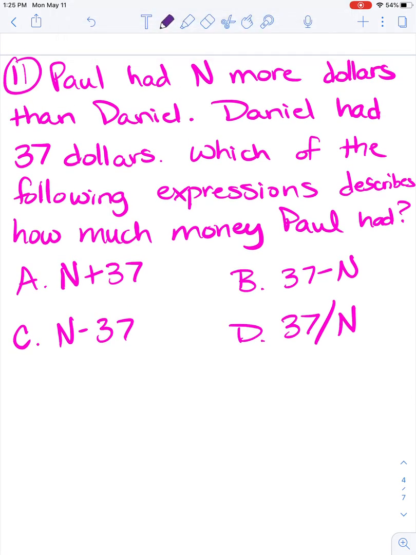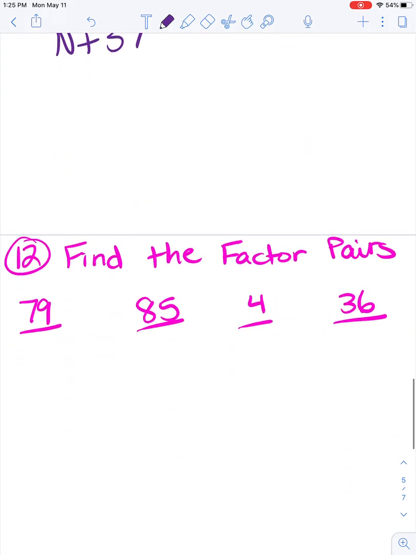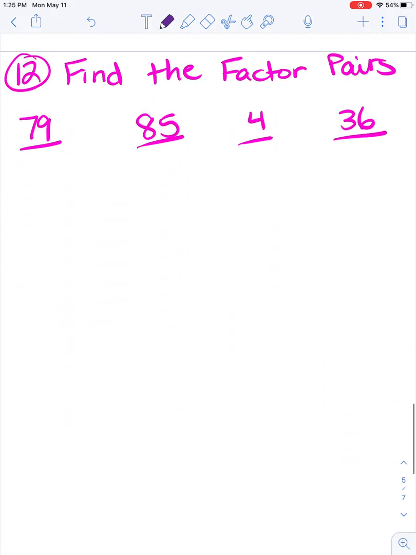Paul had n more dollars than Daniel. Daniel had $37. Which of the following expressions describes how much money Paul had? Well, if he had more, that means to add. So n plus 37 to find out how much Paul had. So A is our answer.